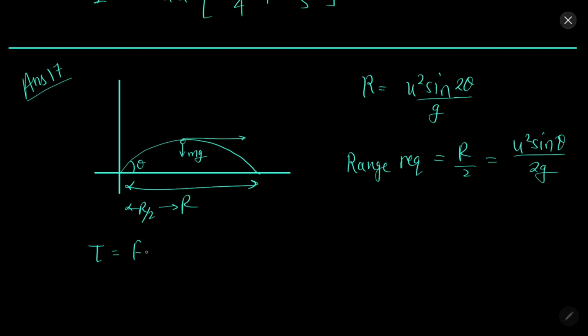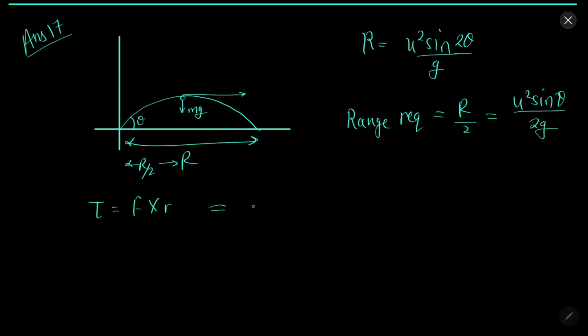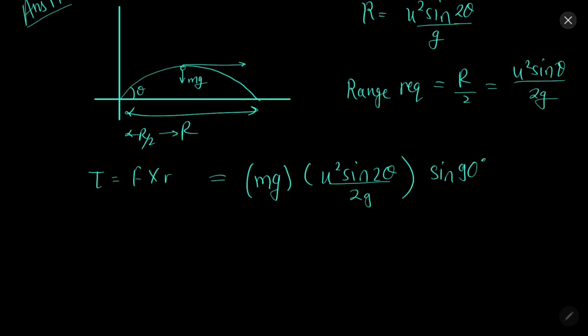So torque is equal to force into perpendicular distance, and theta is the angle of projection. So we will have force mg downward, and obviously the displacement is in this direction, so they are perpendicular to each other. So sin 90 degree will be 1. So mg and u square sin 2 theta over 2g into sin 90 degree. So ultimately torque will come out to be m u square sin theta cos theta, because sin 2 theta is 2 sin theta cos theta.